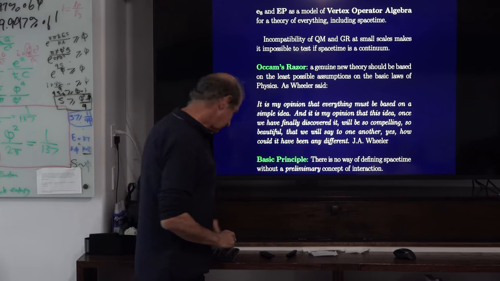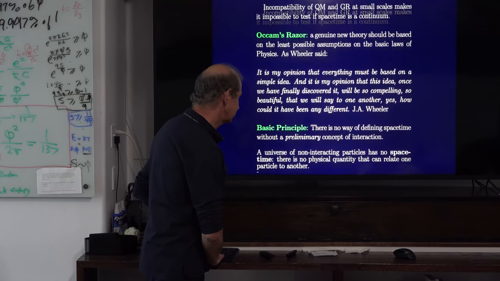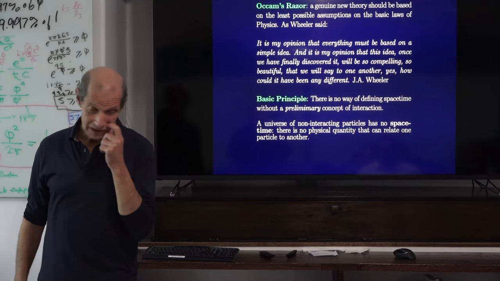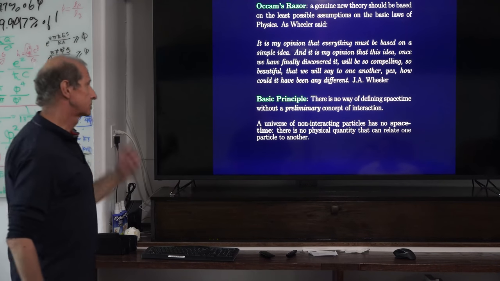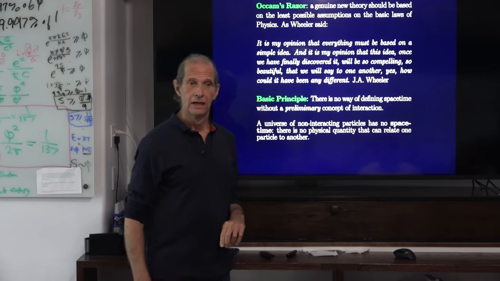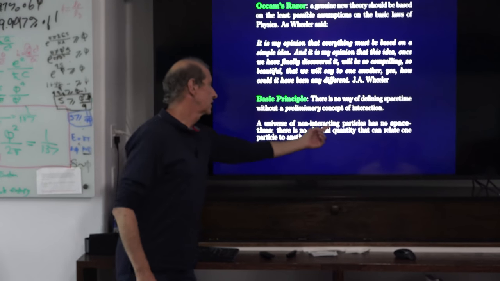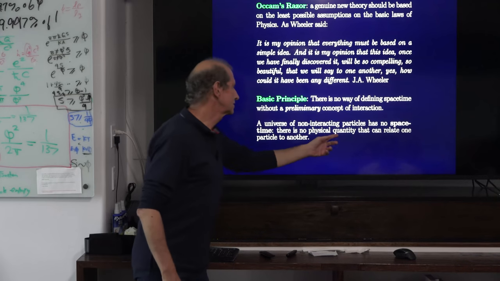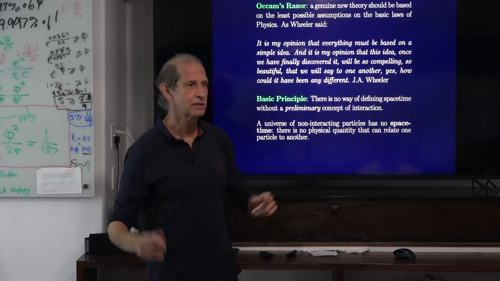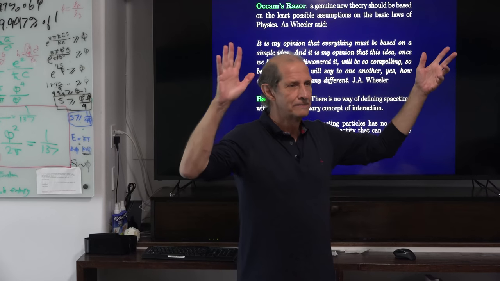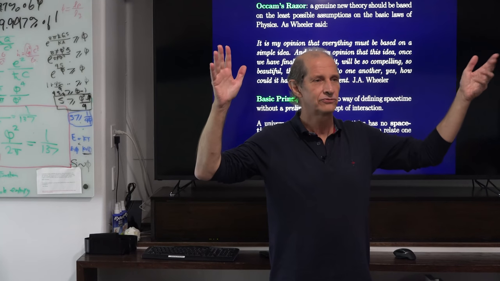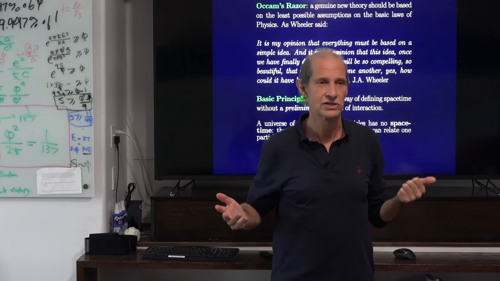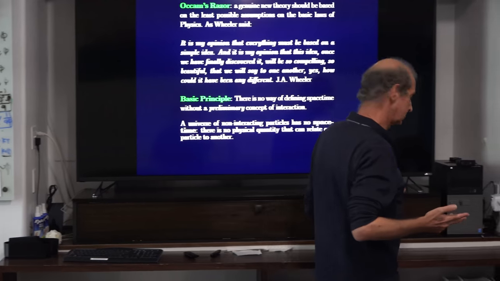So the basic principle that I'm thinking of, one of the basic principles, is there is no way of defining space-time without a preliminary notion or concept of interaction. In other words, a universe of non-interacting particles has no space-time. There is no physical quantity that can relate one particle to the other. So imagine a set of particles that do not interact. They don't feel any change, so they don't feel any time. If nothing changes, there is no time going on.